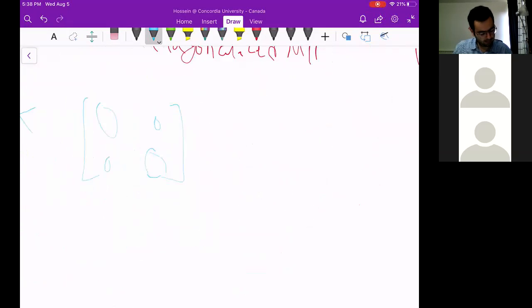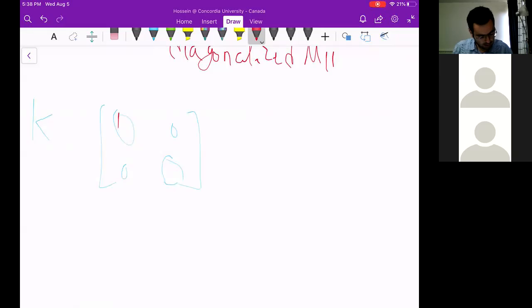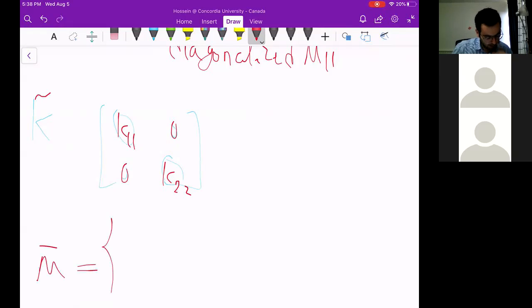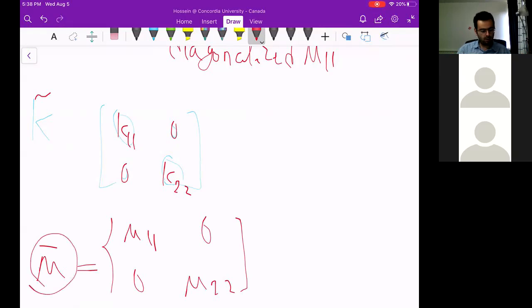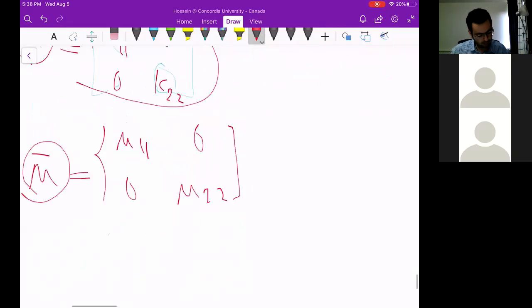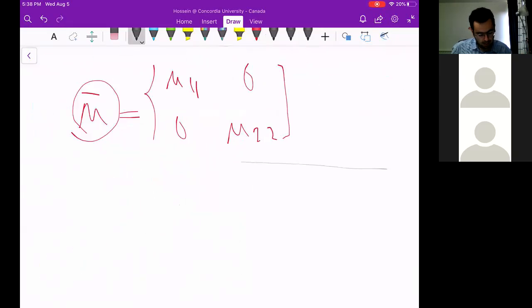Diagonal stiffness: K11, 0, 0, K22, where K11 and K22 are the diagonalized stiffness, and the diagonalized mass M11, 0, 0, M22. So how can I find M11 and M22, the diagonalized stiffness and diagonalized mass? Simply, all you have to do is very simple. Let's go for diagonalized stiffness.